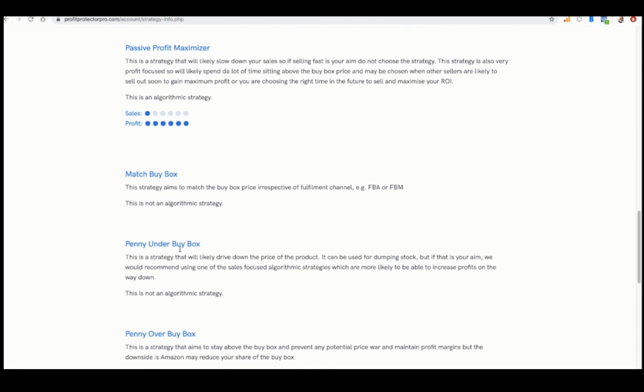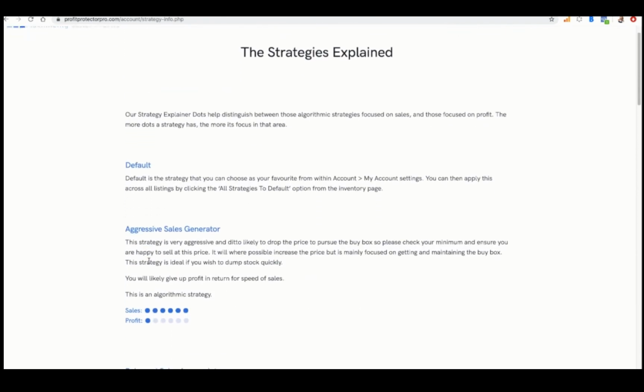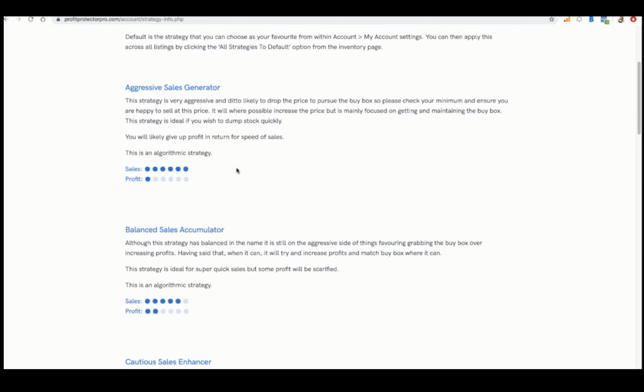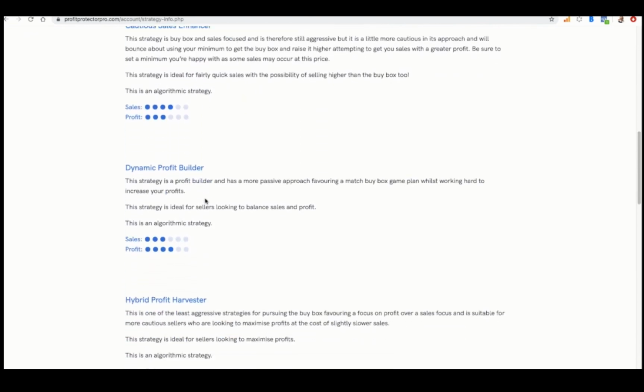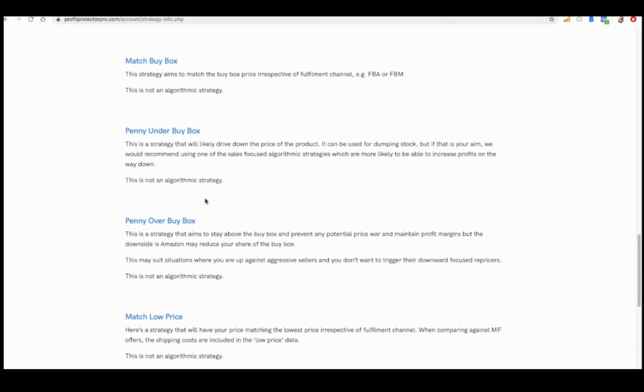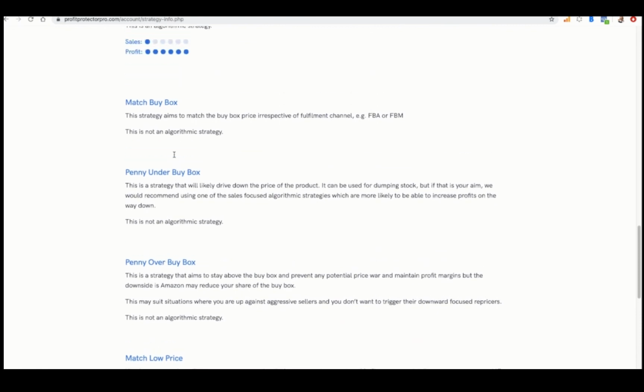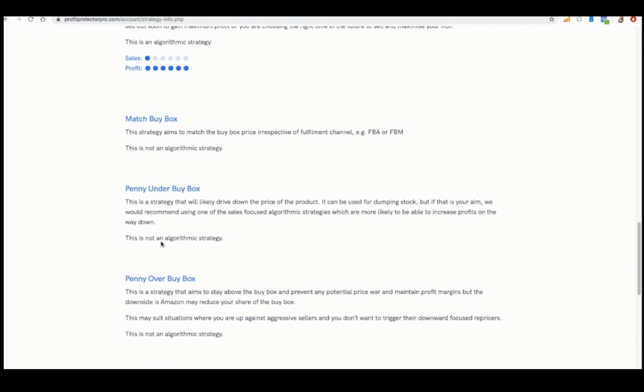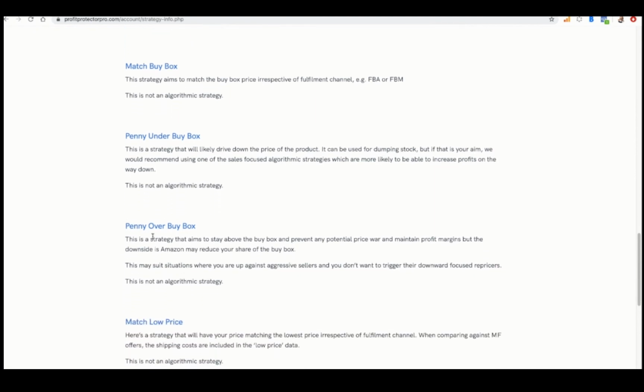Now, if you're looking to dump stock, I'd suggest you don't use this one. I would suggest you use one of the sales focused algorithmic strategies, the aggressive one or the balanced one, because if you're looking to get a huge amount of sales, this will just penny under the buy box. It will do nothing other than that. Whereas the other ones will still be trying to drive you up the price and get you more profit. So you'll lose profit with this that you'd gain if you used one of the algorithmic strategies that are really focused on sales.